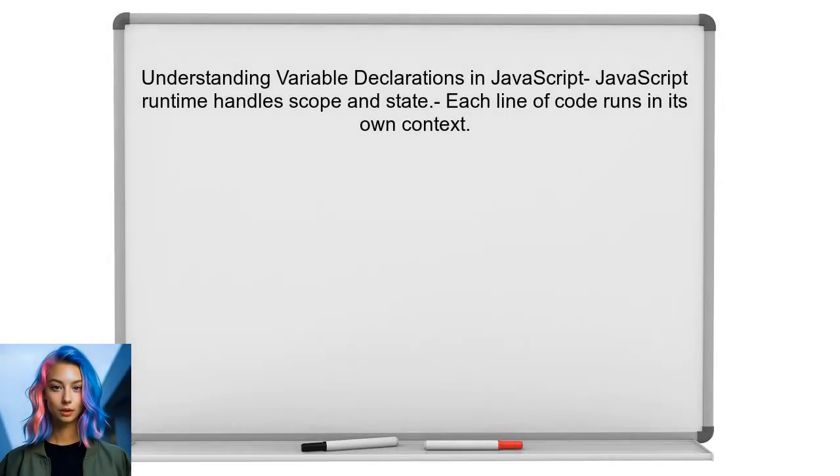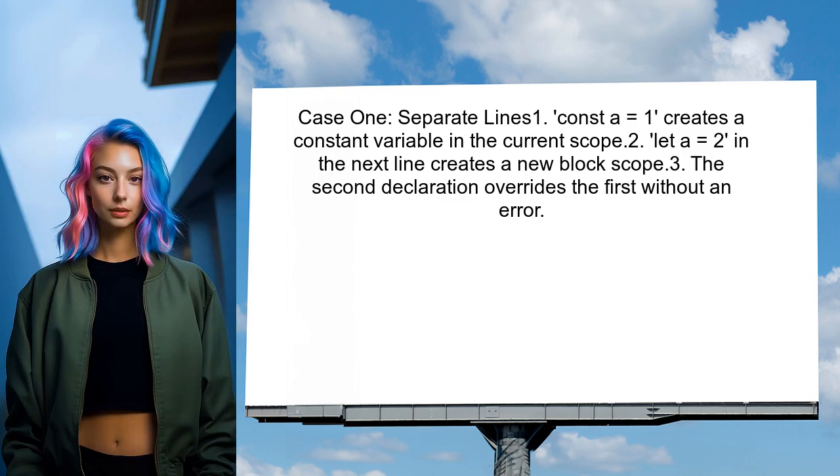To understand the behavior of variable declarations in JavaScript, we need to look at how the JavaScript runtime handles scope and state. When the user runs two separate lines of code, each line is executed in its own context. In the first case, when the user declares a constant variable using const a equals 1, this variable is stored in the current scope. However, when they declare a new variable with let a equals 2 in the next line, it creates a new block scope, allowing the second declaration to override the previous one without an error.